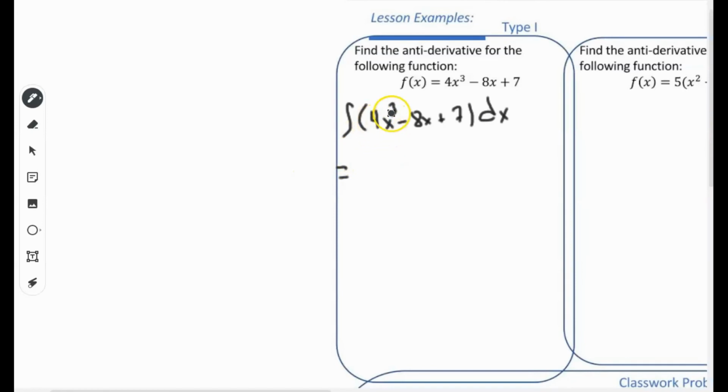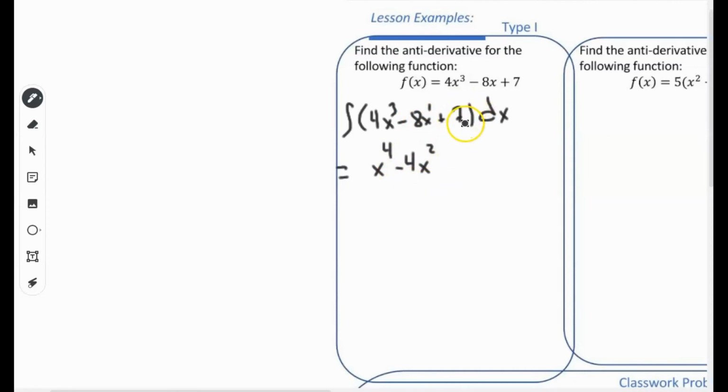So let's look at 4x cubed. Take the cube and add 1. So you're going to get x to the power of 4. Then divide by that 4. And here we have 4 divided by 4. That's just 1. Alright, next term. X to the power of 1. Take that 1 and add 1. So you have x squared. Then divide by that 2. So you have 8 divided by 2. That's 4.